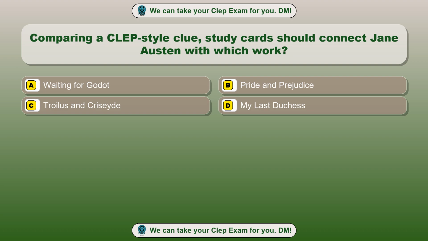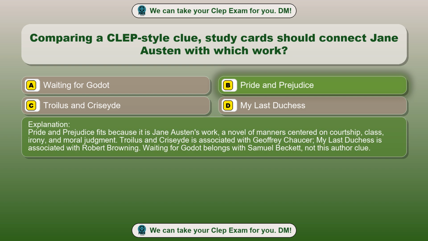Question 54. Comparing a CLEP-style clue, study cards should connect Jane Austen with which work? Option A, Waiting for Godot. Option B, Pride and Prejudice. Option C, Troilus and Cressida. Option D, My Last Duchess. The correct answer is option B, Pride and Prejudice. Pride and Prejudice fits because it is Jane Austen's work, a novel of manners centered on courtship, class, irony, and moral judgment. Troilus and Cressida is associated with Geoffrey Chaucer. My Last Duchess is associated with Robert Browning. Waiting for Godot belongs with Samuel Beckett, not this author clue.